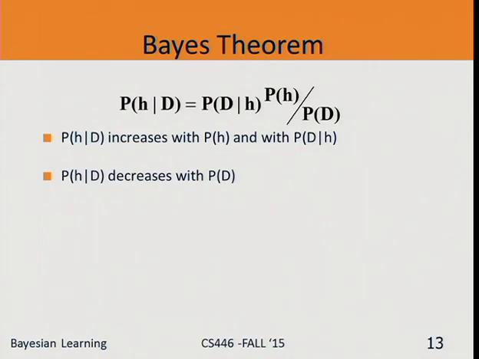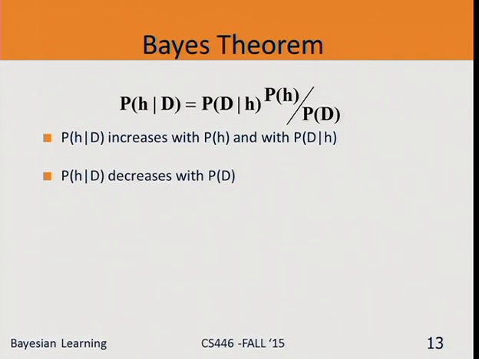Basically, it says the posterior, the probability of H given D, is P of D given H times P of H divided by P of D. So this is just the product rule, just rewriting the product rule. You've all seen it many times. And just written this way with D and H, I want to make sure that it makes sense to you.